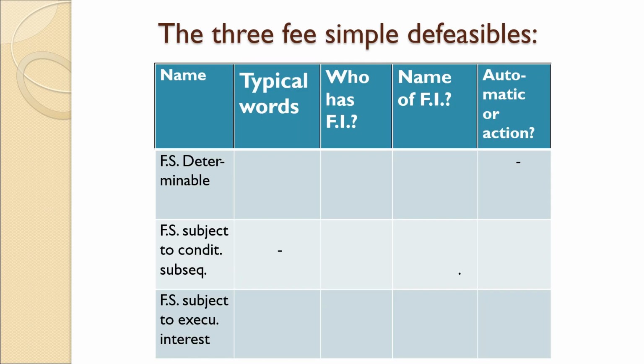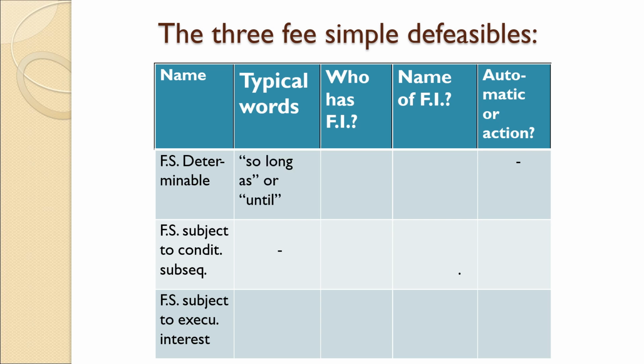So here is our table with the 5 columns: the name, the typical words, who has the future interest, what's the name of the future interest, and is it automatic, or does the holder of the future interest have to take action? Now on the far left-hand column, we're going to list the 3 kinds of fee simple defeasibles. We've already mentioned their names before. The first one's the fee simple determinable, the second, the fee simple on condition subsequent, and third, the fee simple subject to executory interest. So let's begin by focusing on the fee simple determinable.